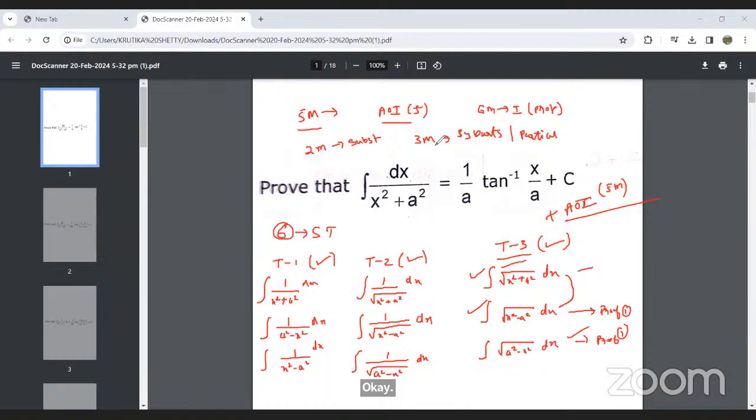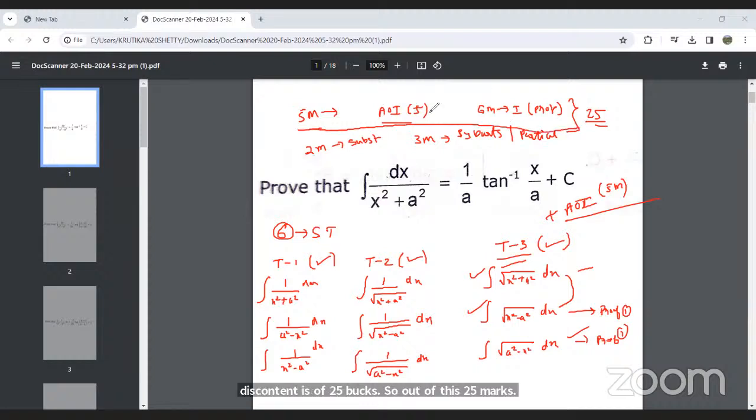Some more marks you can attempt in the 1 mark section also. Altogether this content is of 25 marks. Out of this 25 marks, I'm helping you with these parts, 5 plus 5 plus 6, that is 16 marks out of 25 marks, which I am covering in the two sessions.